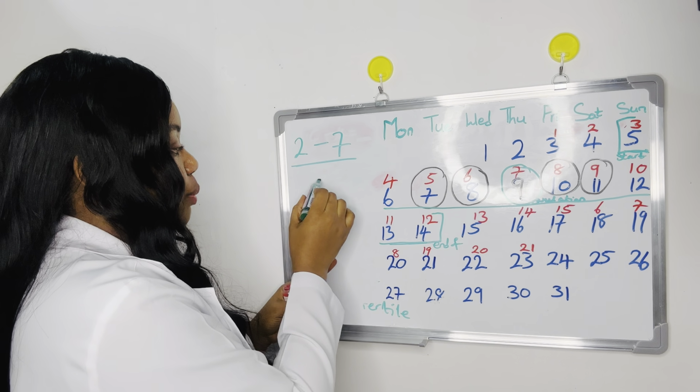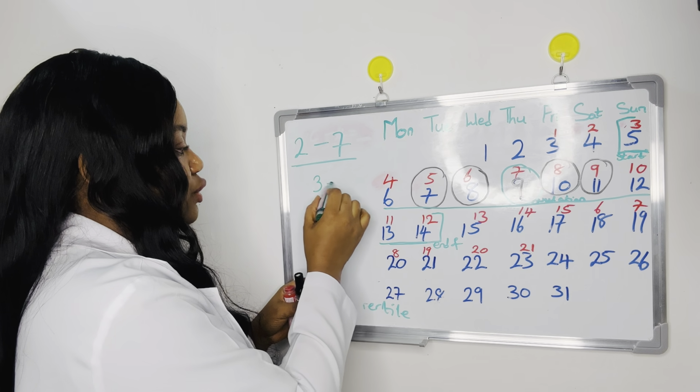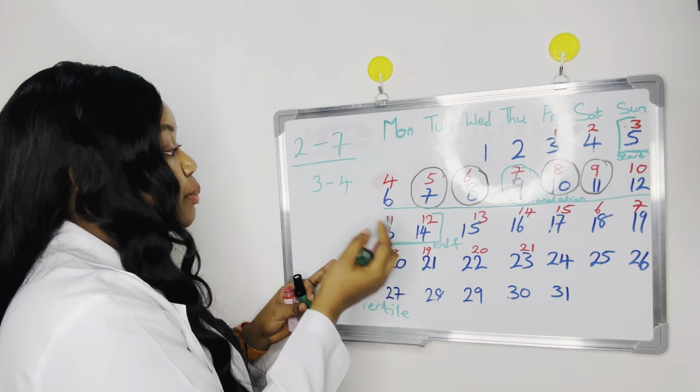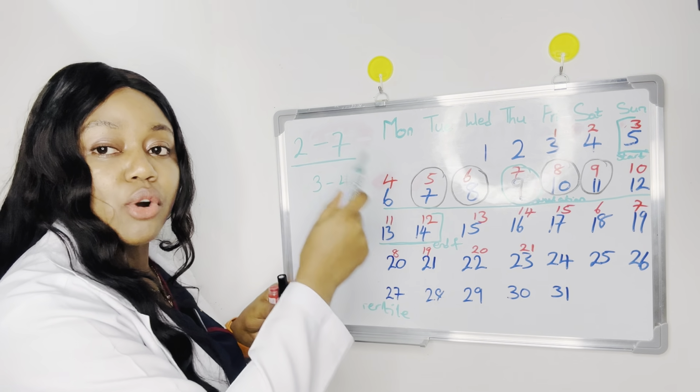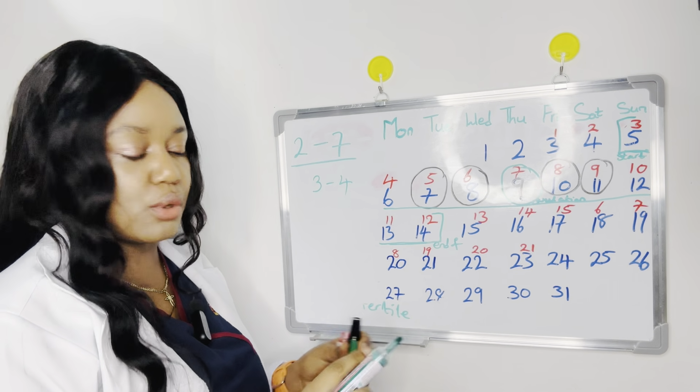So the majority of people, some will bleed just for 3 days, some will bleed for 4 days, some might even bleed for up to 7 days, and some might even bleed more than 7 days, but that is rare for some individuals.